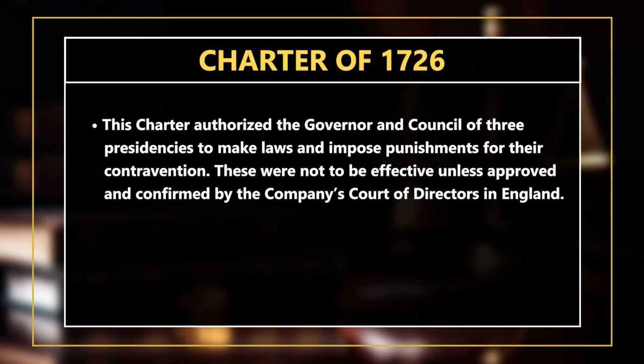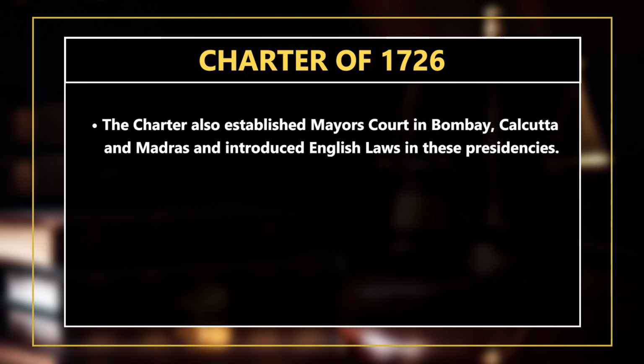Let's begin with the Charter of 1726. This charter authorized the governor and council of the three presidencies to make laws and impose punishments for their contravention. These were not to be effective unless approved and confirmed by the company's Court of Directors in England. The charter also established Mayor's Courts in Bombay, Calcutta and Madras and introduced English laws in these presidencies.